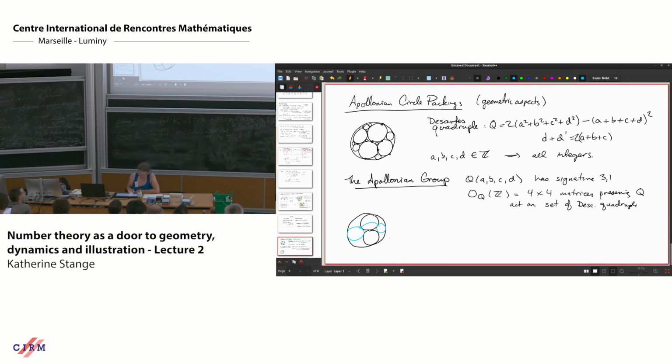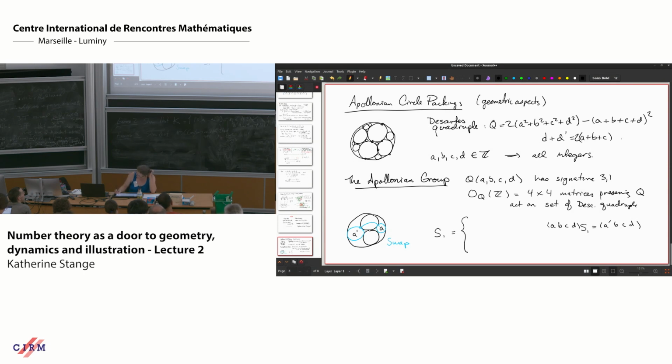Okay, so this is called a swap. And the idea is that you have 4 choices. If you've got a Descartes quadruple to start with, you have 4 choices for a swap. And I can write down the matrix very explicitly. So if I want to swap the first curvature, so here I'm going to take S1, and I'm going to act on row vectors, okay? So this is going to swap out A for A prime, all right?